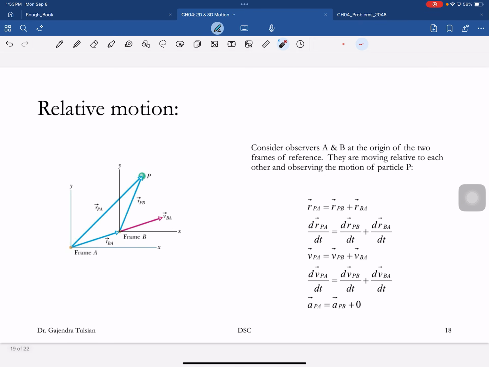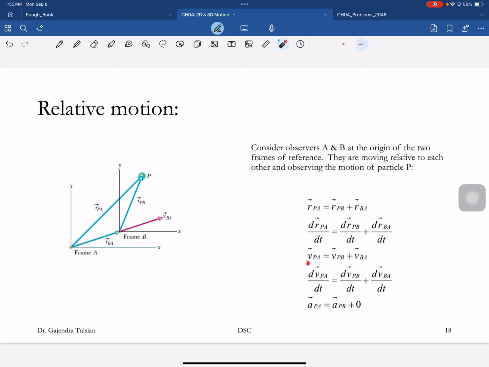Again, the notation seems complicated. You don't have to remember all of this. I'll tell you what formula you have to remember and how to remember it. So here is the particle located with reference to one frame, and here is the same particle with reference to the other frame. So RPA, position of particle with reference to frame A. RPB, position of particle with reference to frame B. And here's frame B with respect to frame A.